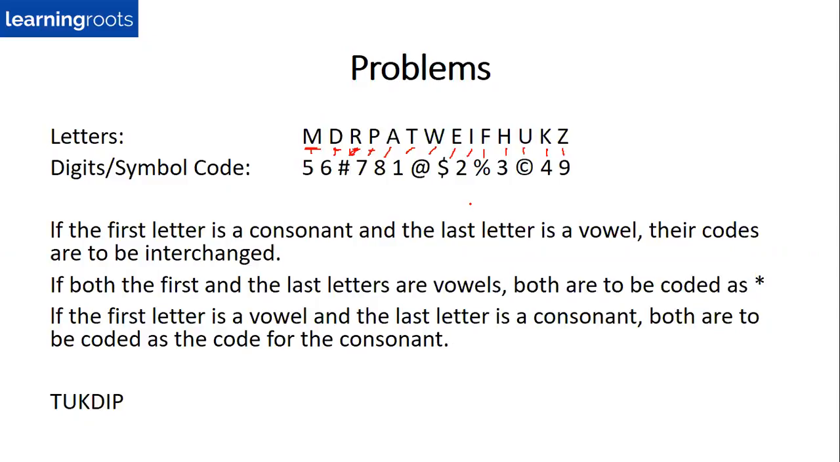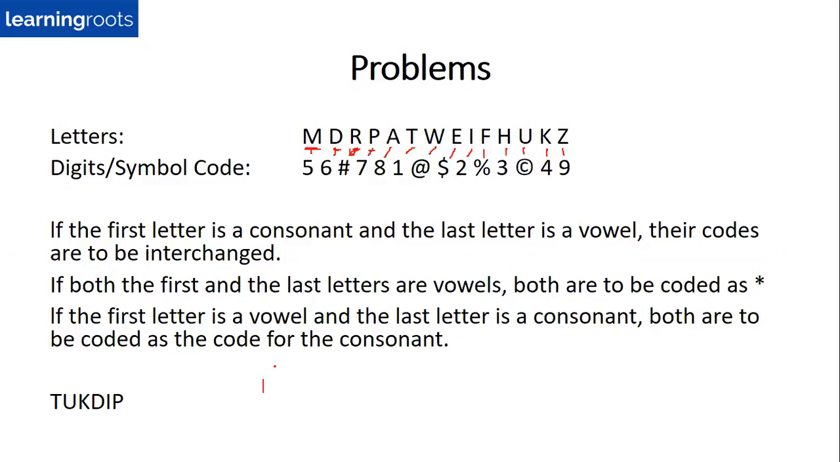Okay. So the first one is TUKDIP. So code for T is 1. Now you will check whether they are violating any condition or not. So first is a consonant and last is also a consonant. So you don't have anything there.